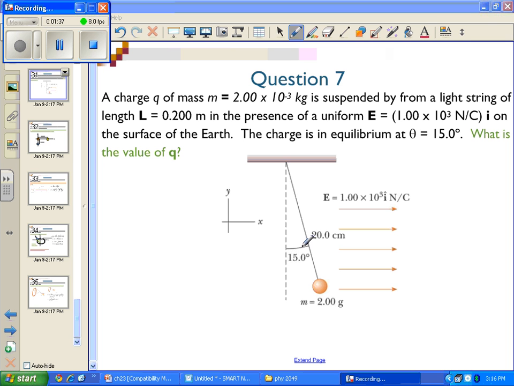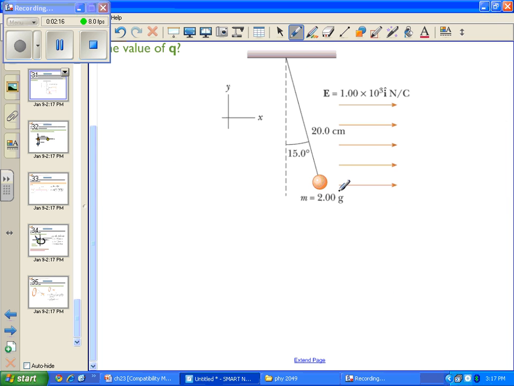Now, if you recall the previous problem, the one that we ended in Part 1, we were asking what was the mass of the charge if it floated on the surface of the Earth. This time we're asking what is the charge of this mass if it floats, not necessarily floats because there's a string, but if it hangs motionless at this 15-degree angle. So very similar in that this is an equilibrium problem, except that we are going to have to work in 2 dimensions. First, however, let's draw some pertinent information.